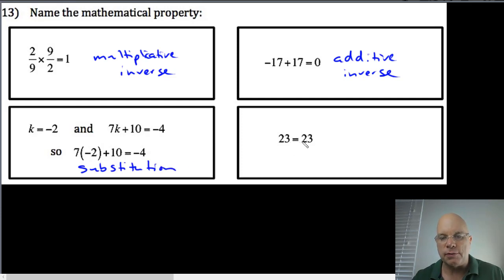And here we have 23 equals 23. It's as if 23 is looking at its reflection in the mirror, so that's the reflexive property.